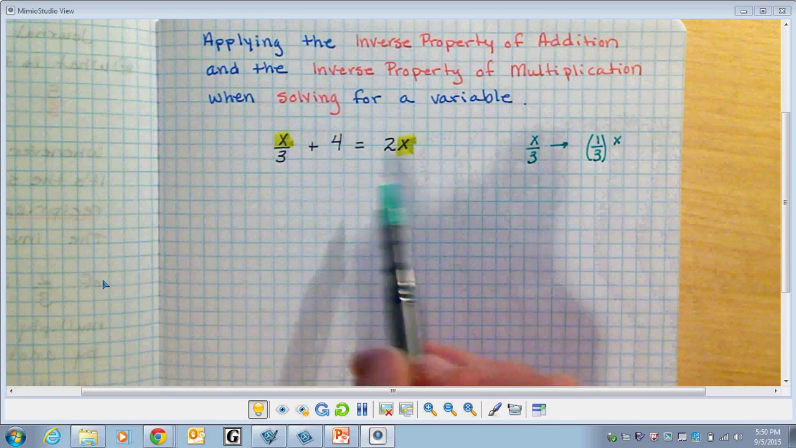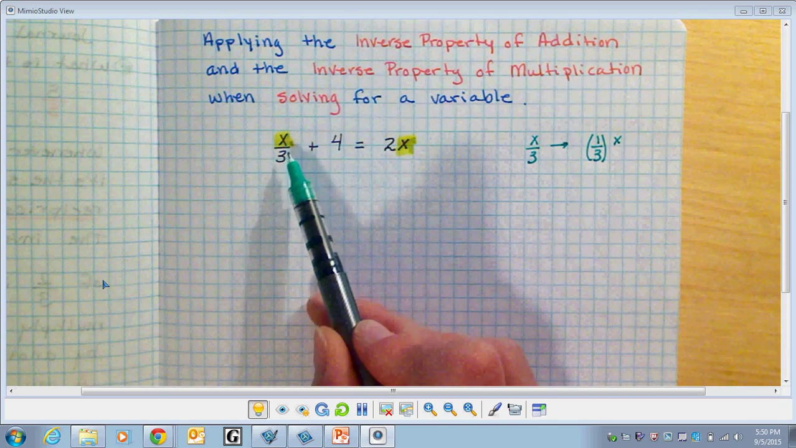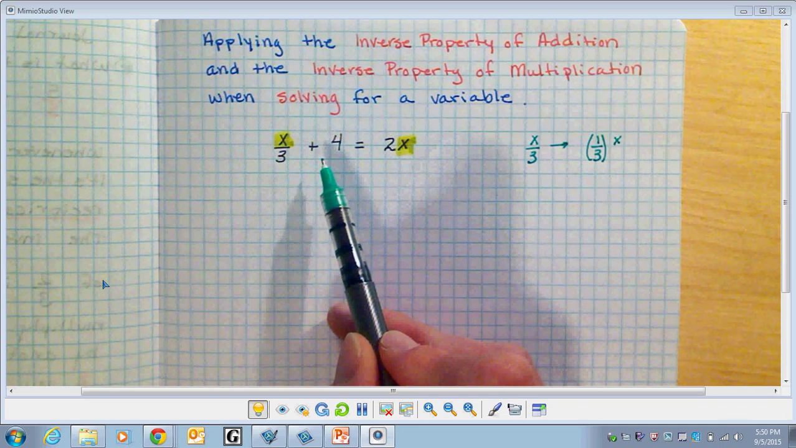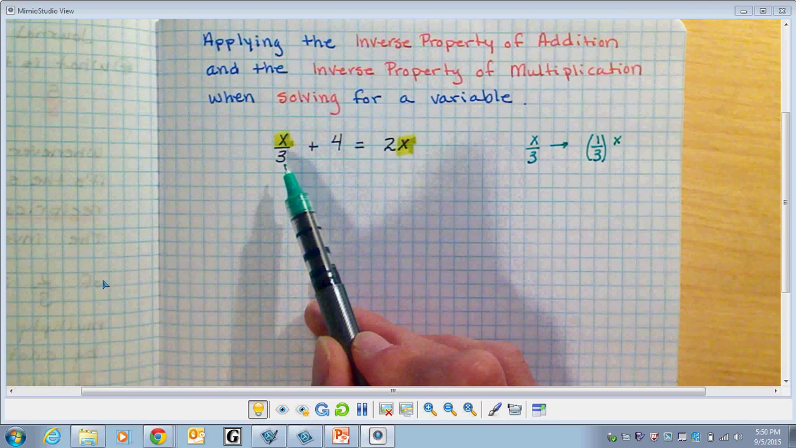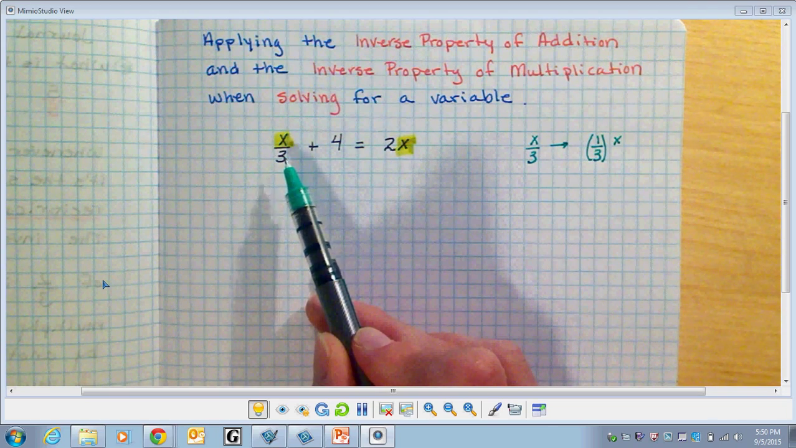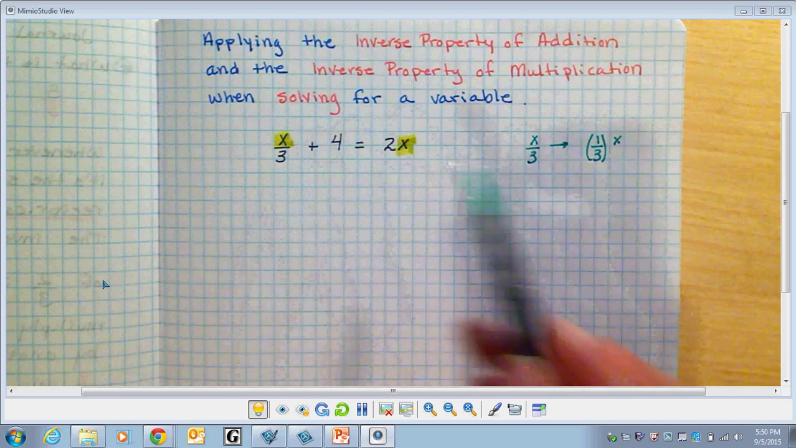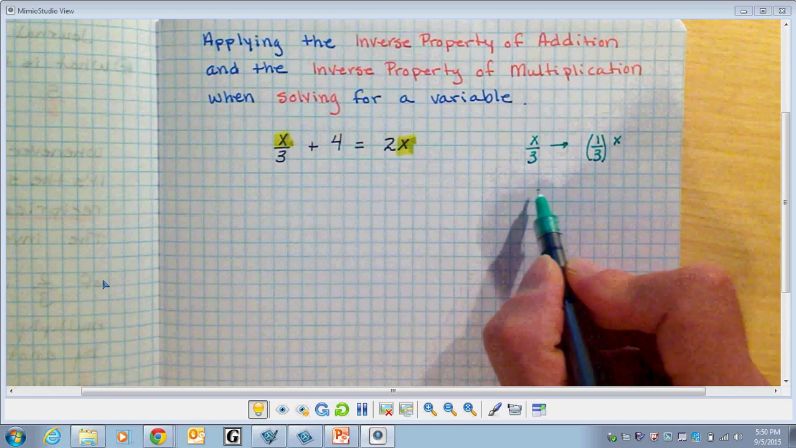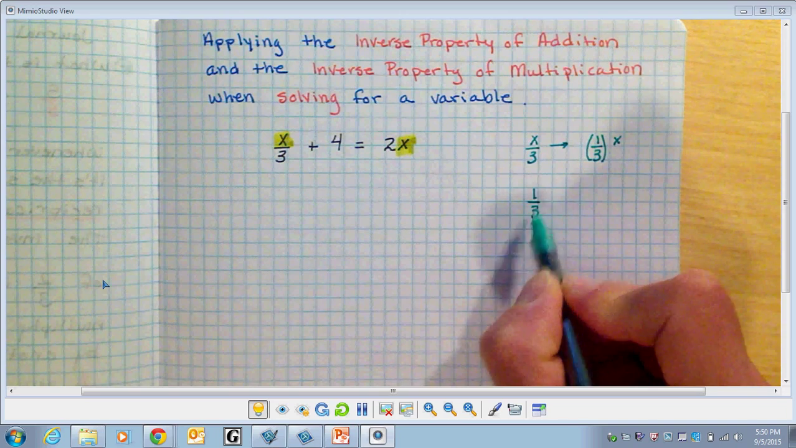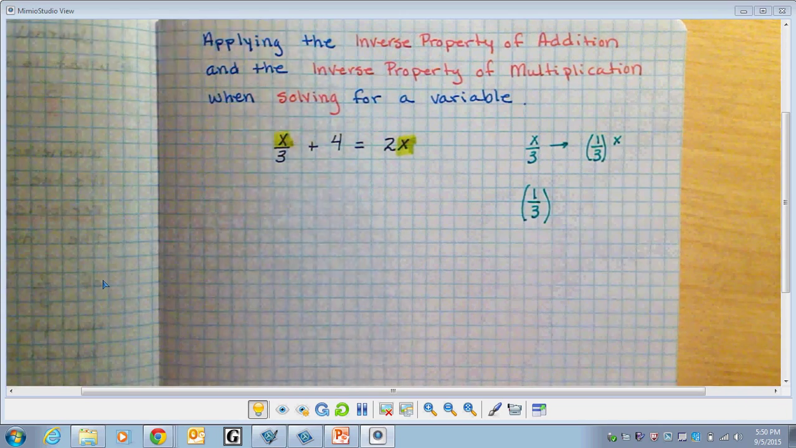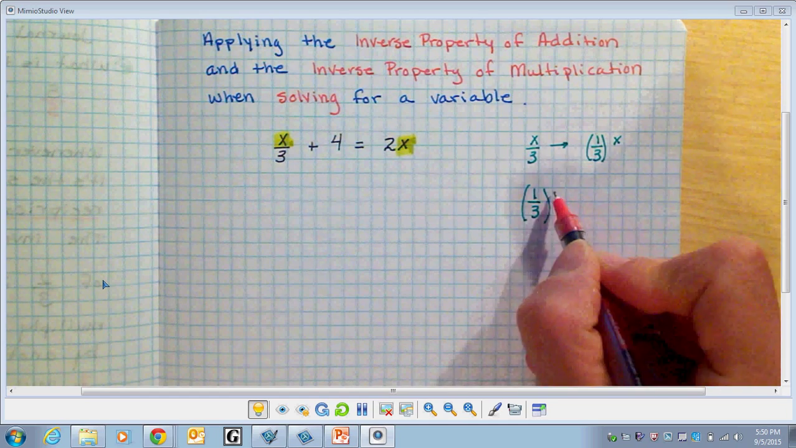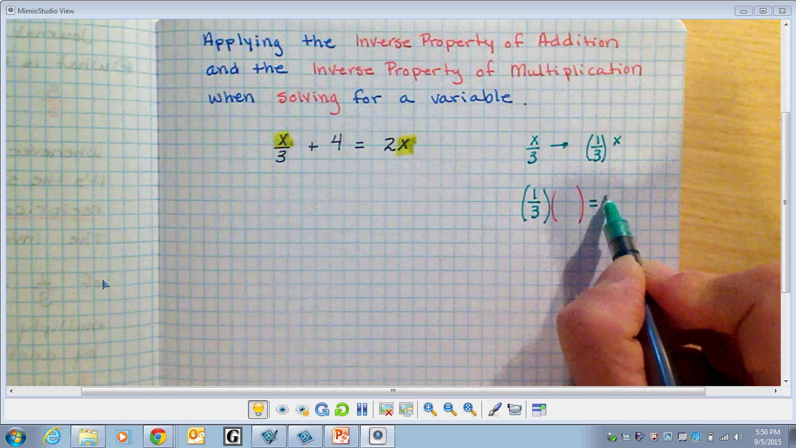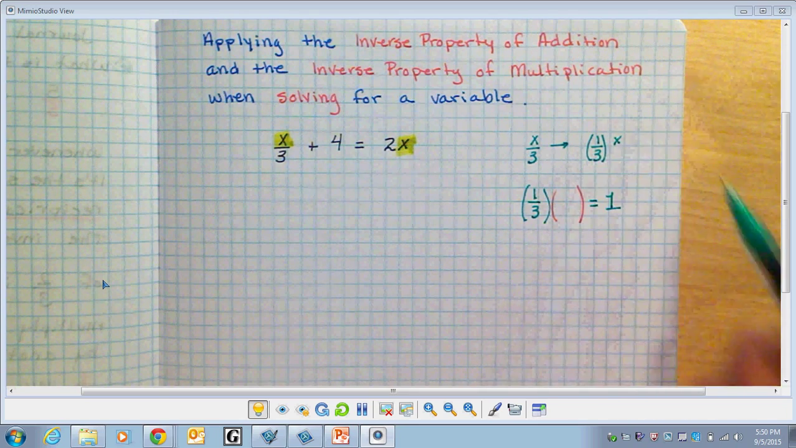So let's not get confused by that. Let's think about which is the harder thing. Is division or multiplication harder than addition? It is. So let's get rid of that first. We have to be careful. I want to turn this 3 in the denominator into a 1. So let's just look at the 1/3. If I have 1/3, what am I going to multiply it by in order to get a 1? Because remember, we want this to be 1x.